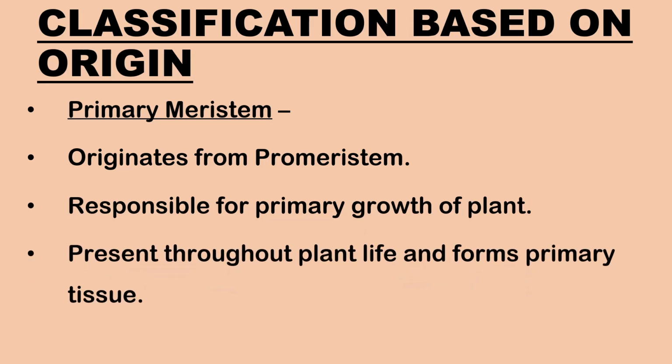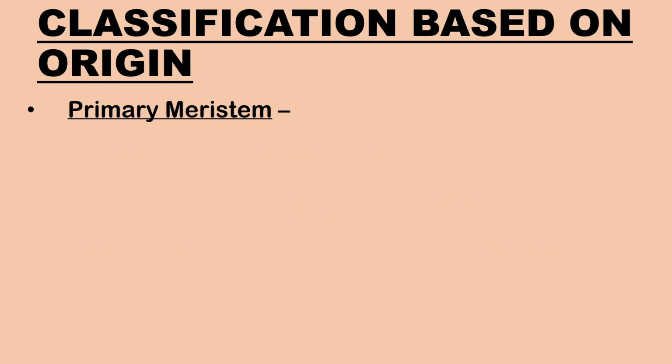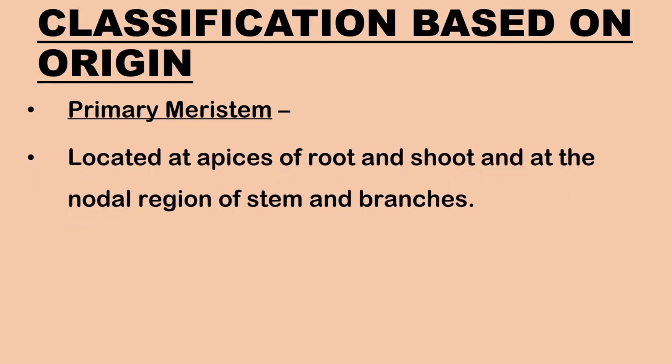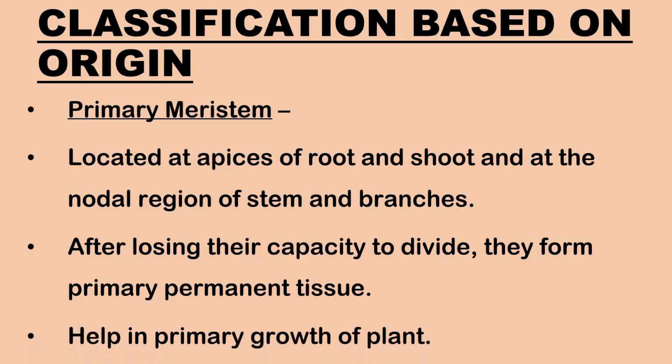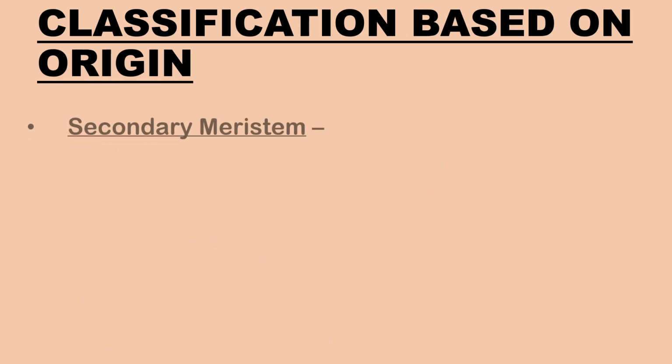It is present throughout the plant life and gives rise to the primary tissue. The primary meristem is located at the apices of root and shoot and also at the nodal region of stem and its branches. The cells divide rapidly, and after losing the capacity to divide, they form primary permanent tissue. As they facilitate primary growth, it results in the increase in the length of plant.